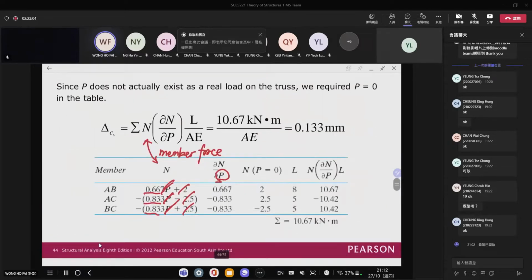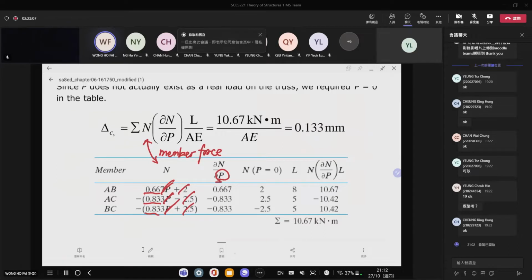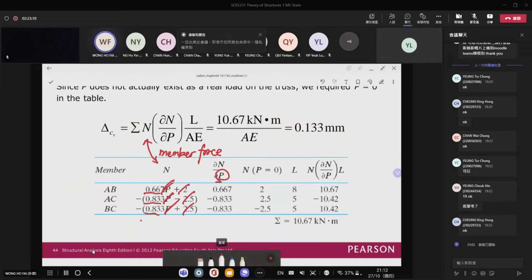So actually, you can find the values of N, because you can see that your equation here is N, and then you put P equal to 0. If you put P equal to 0, then this one becomes 0, 0, 0, then it becomes 2, 2.5, and negative 2.5. Agree? And L is the length. So you have N equal to 2, dN/dP equal to 0.667, and L equal to 8.